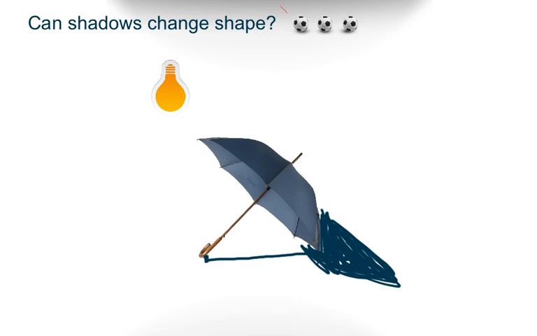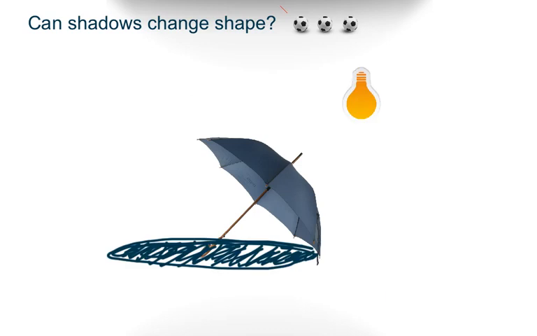And if the umbrella were placed on the ground, and the light source is shining from the left side, the shadow will be something like this. And if the light is shining from the right, then the shadow will look something like this.